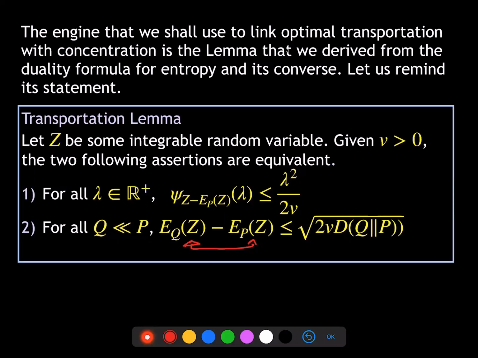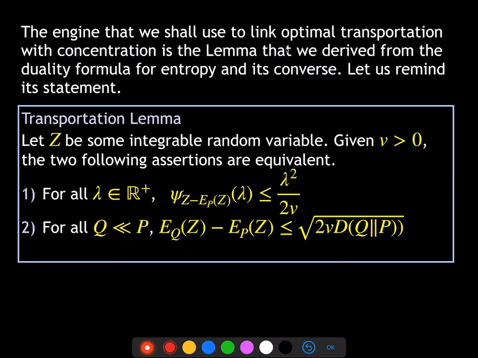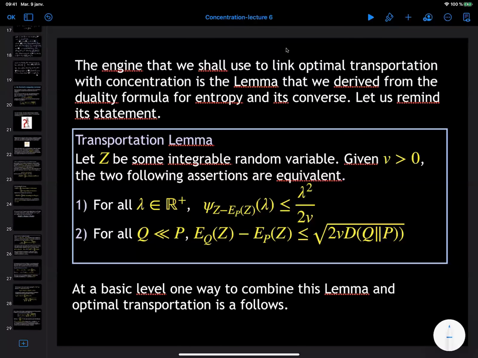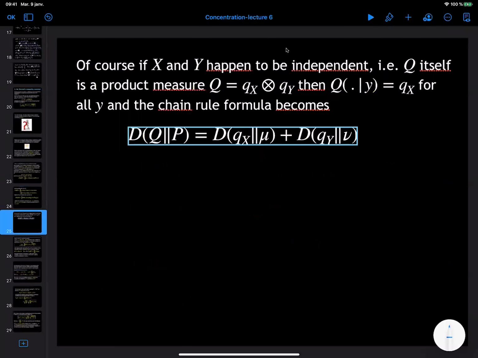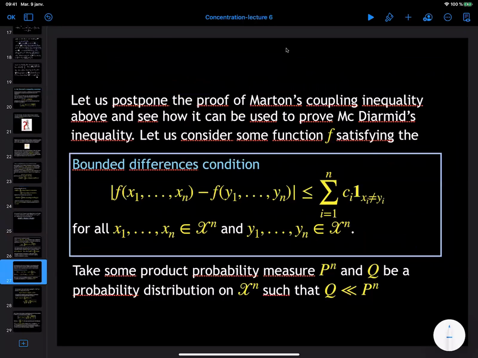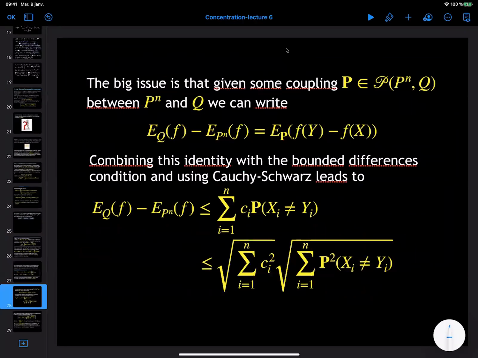Was it your question? I'm not sure. I think we showed that this inequality was true for some q, which achieves the minimum. No, you mixed up two things. For some p, bold p. Yes. Okay. You are mixing up q and bold p.